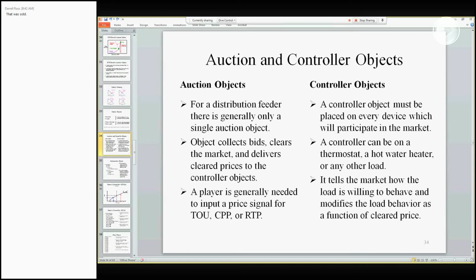This controller object is not only receiving information from the auction, but it's also going to be sending information back to the auction about this particular device's willingness to participate in the market at any given price.